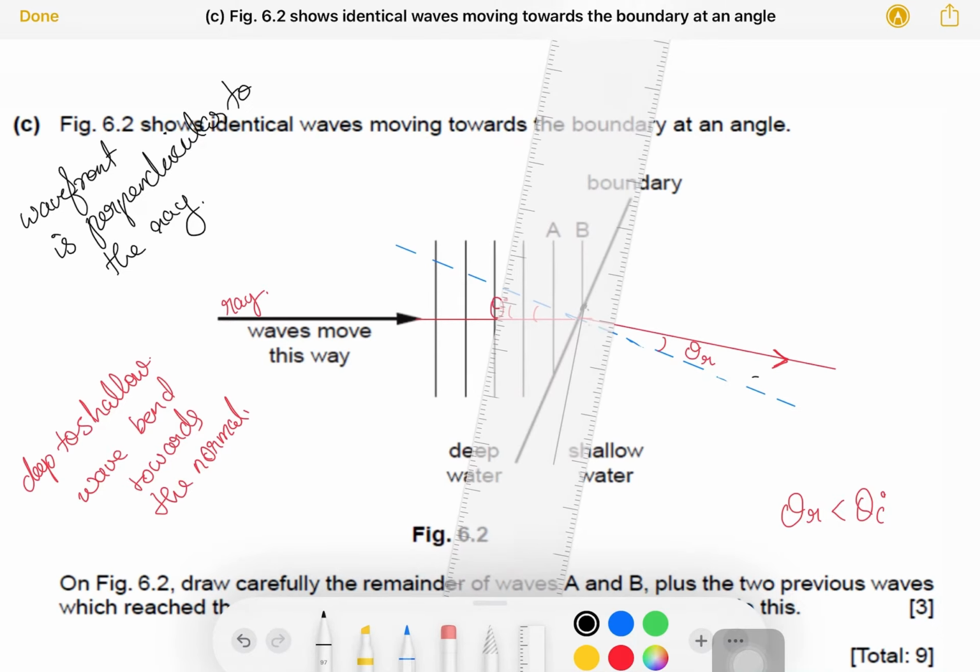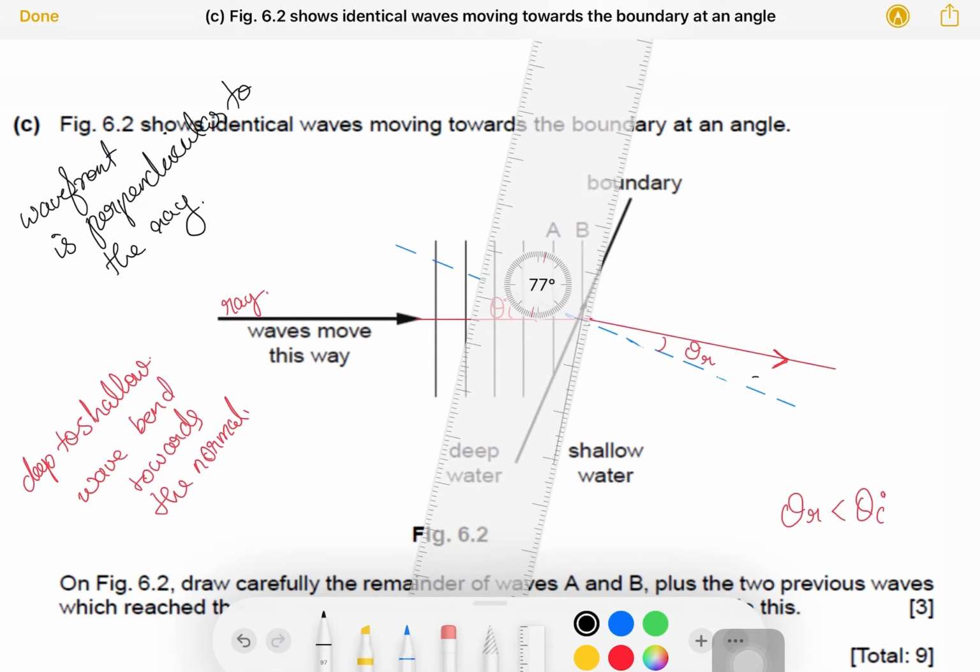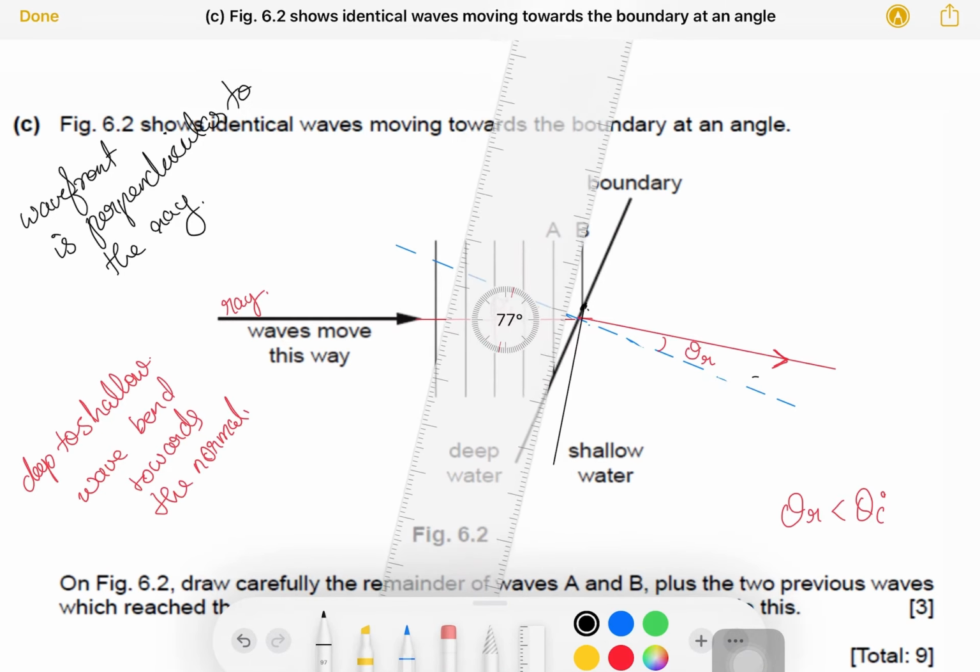In order to achieve that perpendicular direction, you can keep your ruler and draw it like this. You can see how I have kept the ruler. The line on the ruler I have kept on top of the red line, which is the ray, so that I can draw perfect 90 degree lines. So I have extended B. Now I have to extend A. For A, I don't have a reference point to keep, but another condition is that wavefronts are parallel to each other.